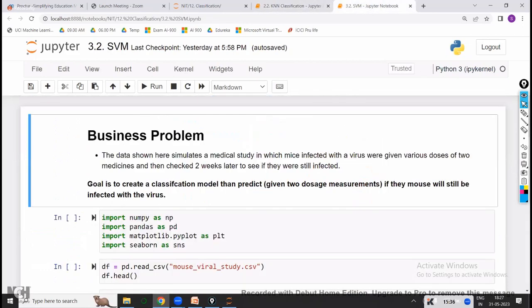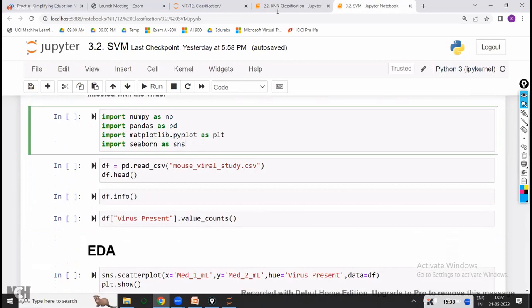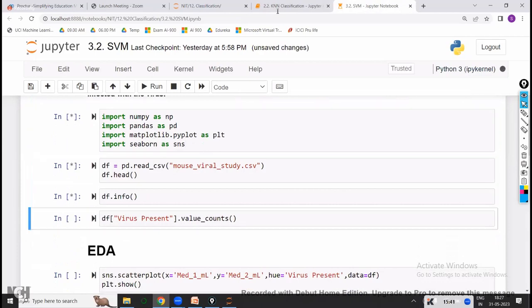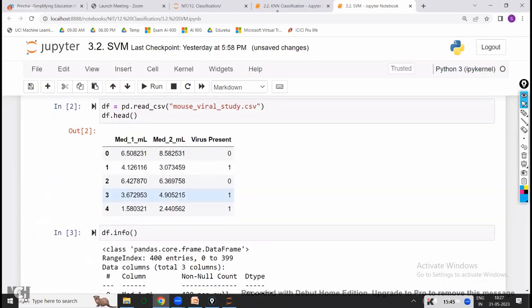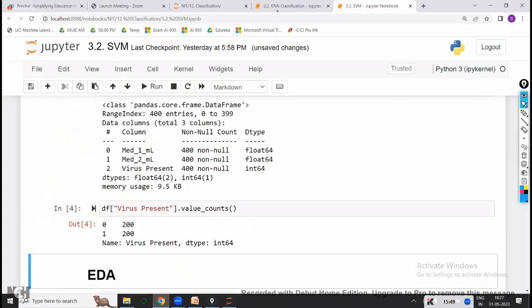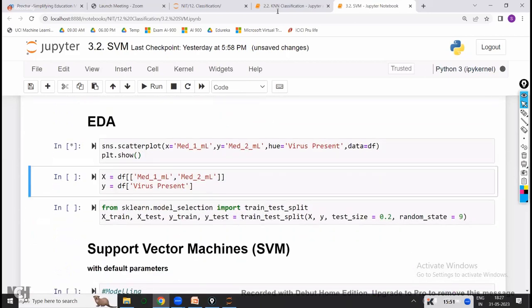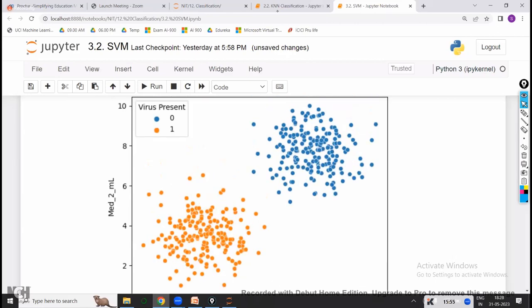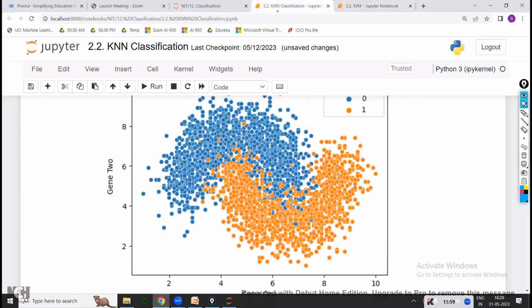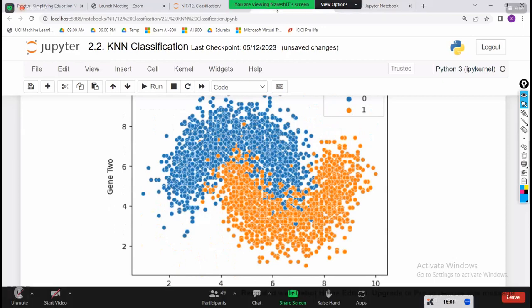Now for the SVM, I'm taking one more data set. This is a different data set where I'm having X1, X2 and Y. If I apply the scatter plot for this one, I'm having a scatter plot like this. This is a different data set where the initial scatter plot is like this.